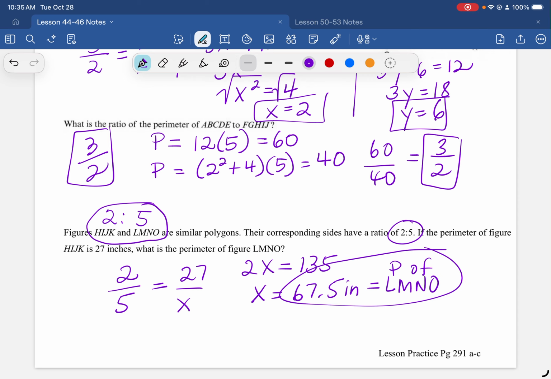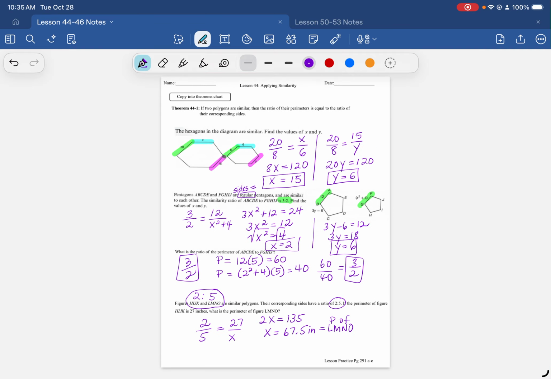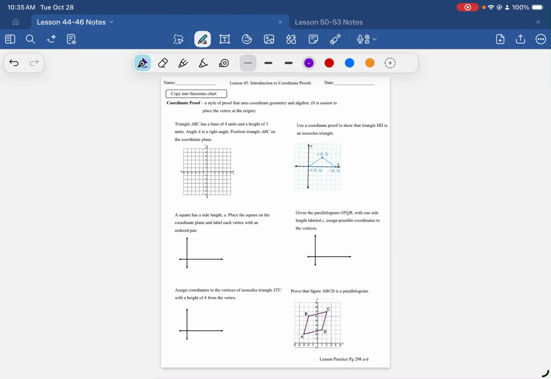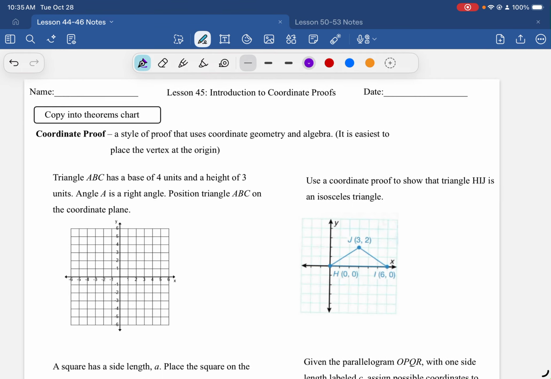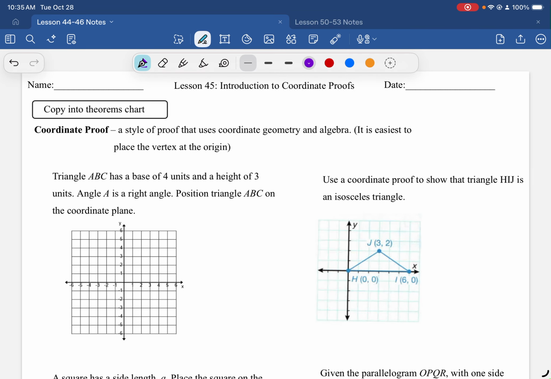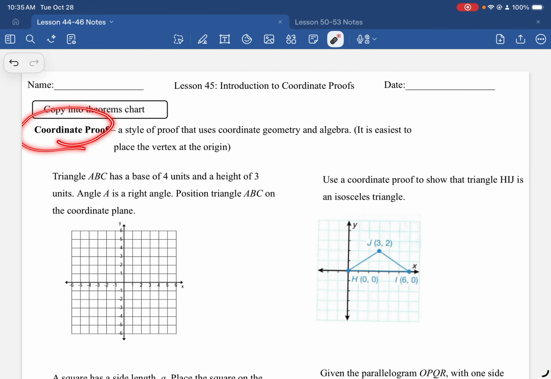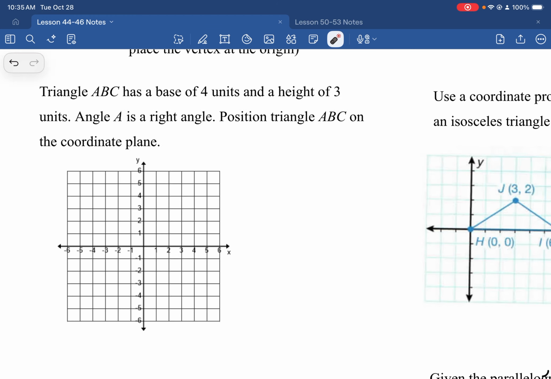Okay, that is lesson 44. Moving on to lesson 45, Introduction to Coordinate Proofs. A coordinate proof is a style of proof that uses coordinate geometry and algebra. It's important to keep in mind that the easiest way to solve these is to place the vertex at the origin. So let's start off with two very simple examples.